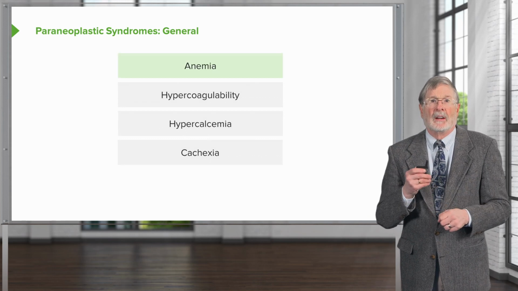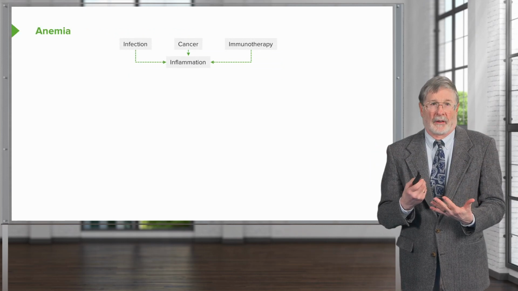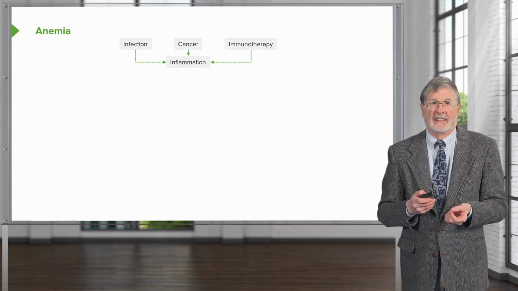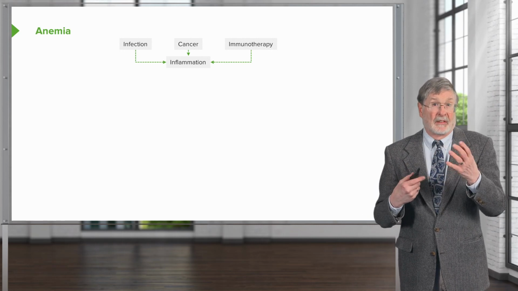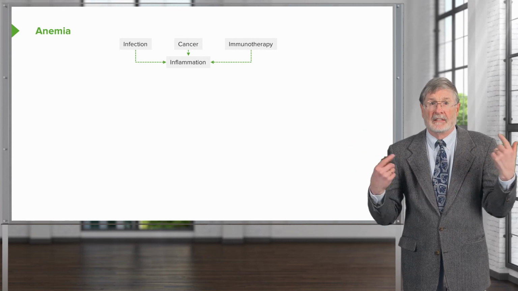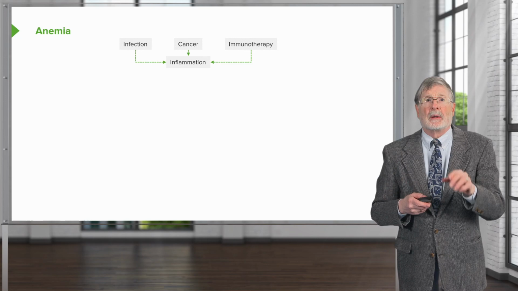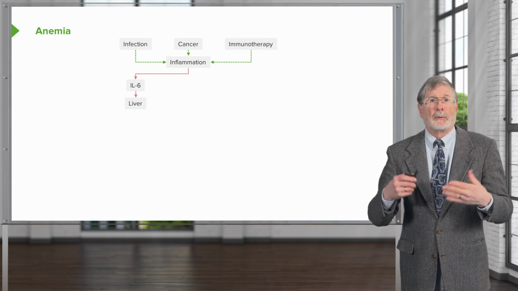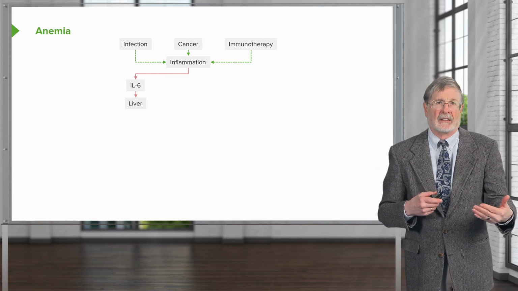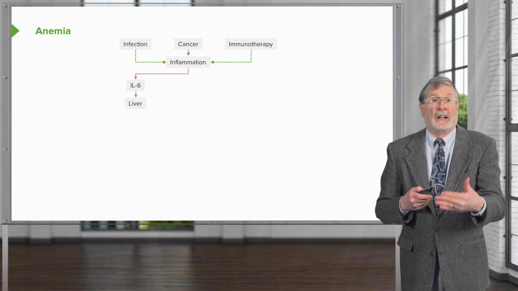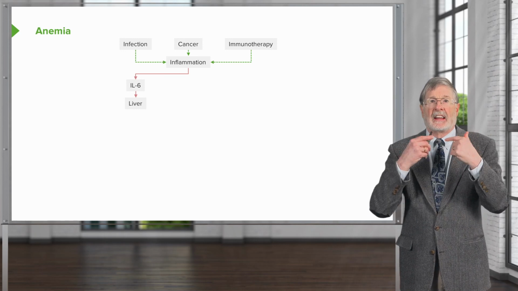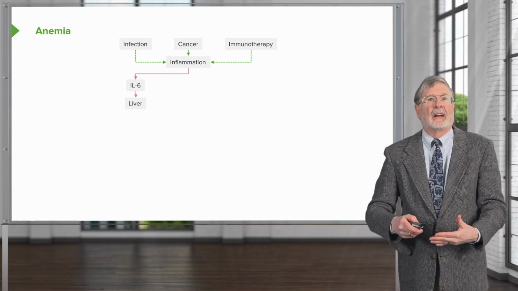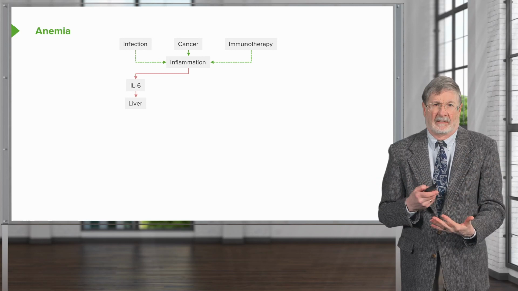Anemia is first up. And anemia is actually multifactorial and is a very common paraneoplastic manifestation in malignancy. So a variety of things can cause inflammation, as you see on the slide, infection and immunotherapy, but cancer is what we're talking about here, causing inflammation. That inflammation systemically will release interleukin-6, IL-6. That acts on the liver. The liver is responding to IL-6 thinking, gee, we're under attack. We need to do certain things that prepare the body for a microbial onslaught.